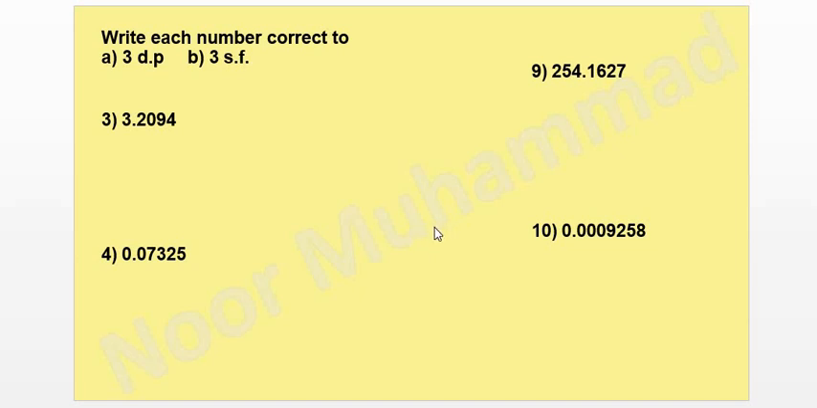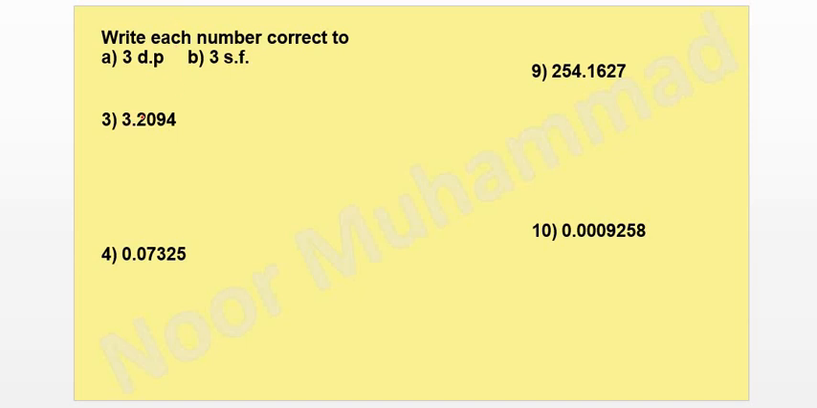Now your exercise says write each number correct to 3 decimal places and 3 significant figures. So we will solve according to 3 significant figures later, but right now we will round them to 3 decimal places. So first of all, what do we have to do? We have to count the decimal places. After the third decimal place, you have to draw a line.